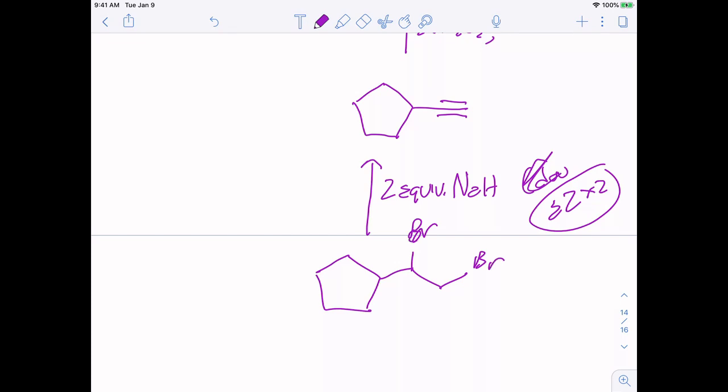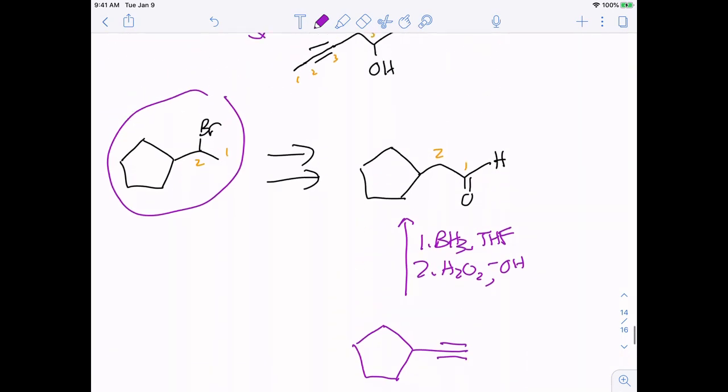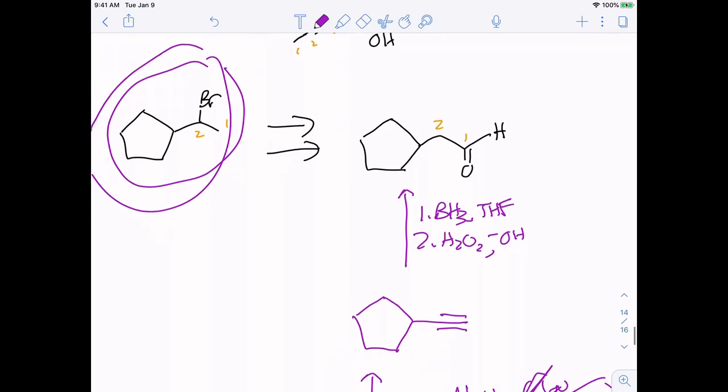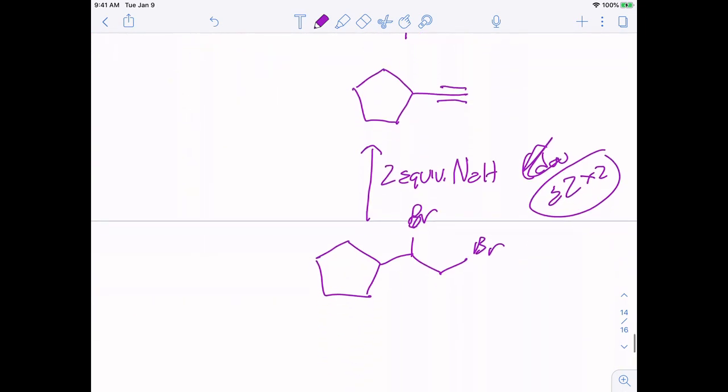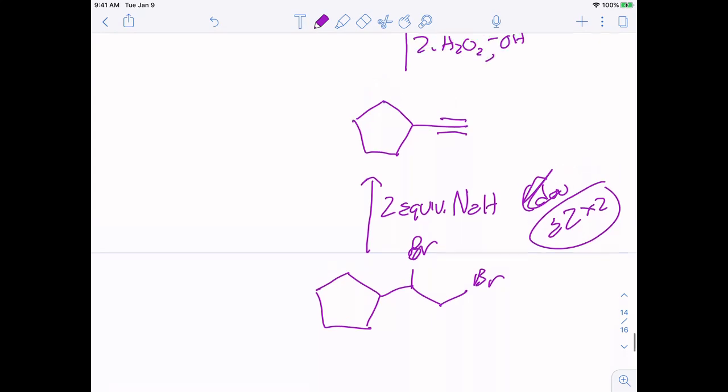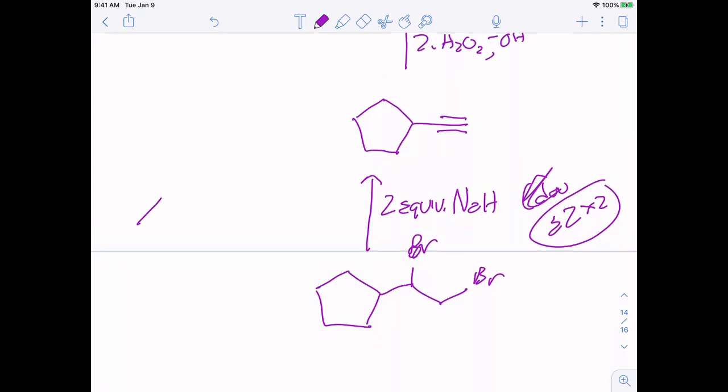If I put bromines on there, I have bromines on those 2 carbons. Here, on my reactant, I only have a bromine on the 1. So the question is, okay, how do I get 2 bromines on there, right? Well, I know I can get bromines on adjacent carbons if I have an alkene. Sorry, alkene, alkyne. I keep getting those guys mixed up today.